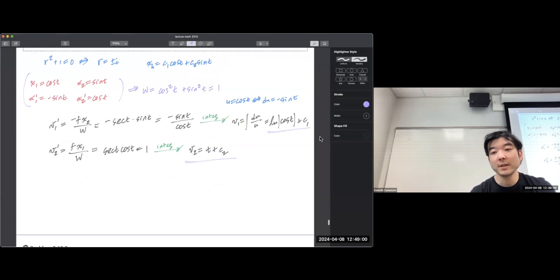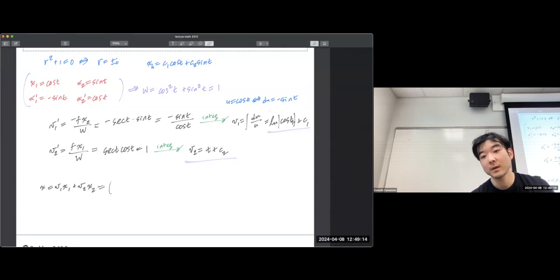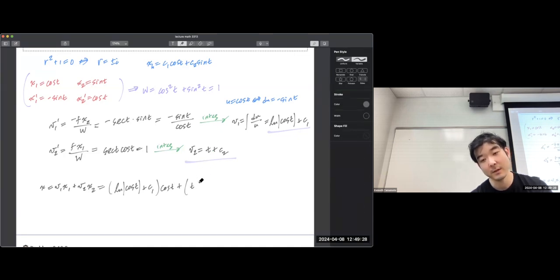So your solution in the end is going to be a combination of v1 x1 plus v2 x2, which ends up becoming, the first one is this one, and then that's going to be multiplied by our x1, which is cosine of t, plus our v2, which is t plus c2, multiplied by sine of t.